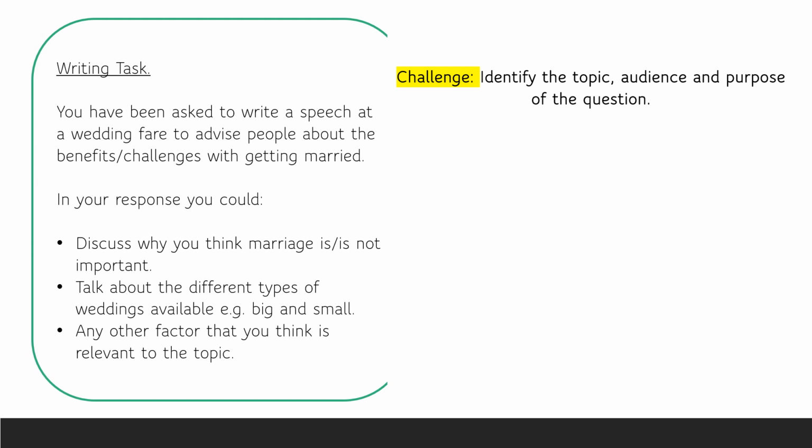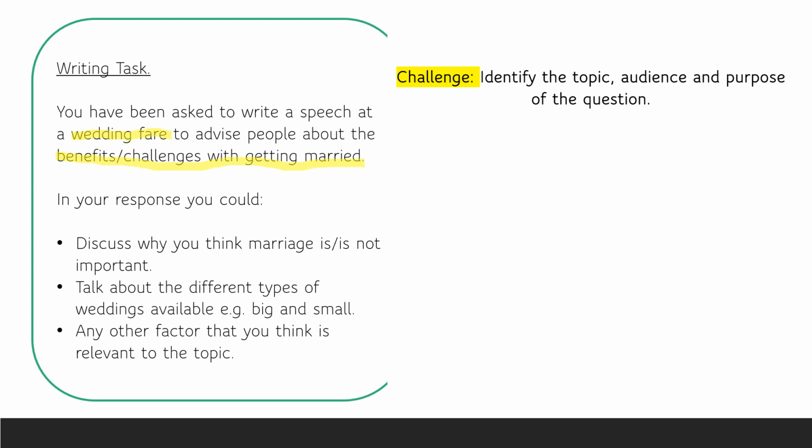If we think about the topic first of all, the main topic here is about the benefits and the challenges of getting married. So we need to make sure that we're aware that that is the main thing we're going to be writing about. The audience isn't very clear, but if it's at a wedding fair, people who generally go to a wedding fair are newly engaged or planning eventually to get married, or they're a family member or a friend of someone who will get married. So you've got to think about the things they care about, their concerns, their worries, things that really help you understand the needs and the wants of the audience we're directing our writing to.